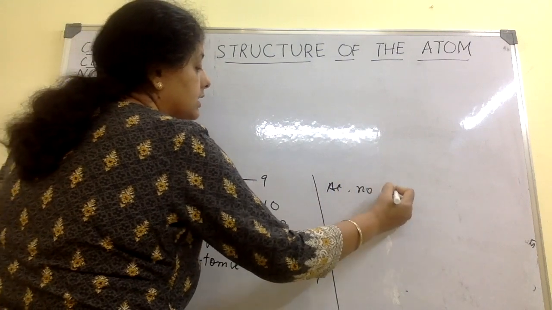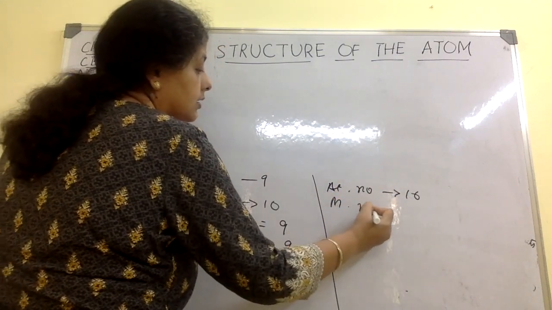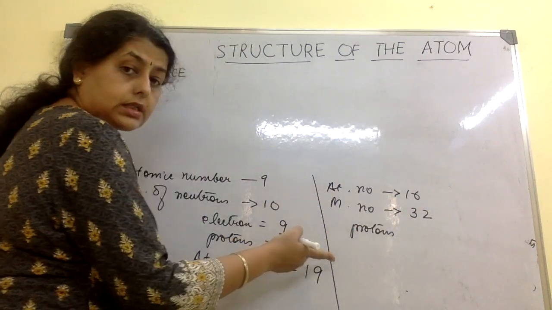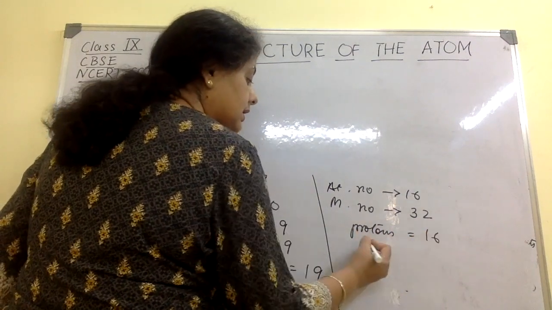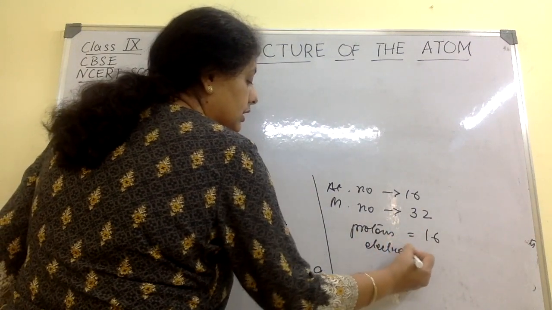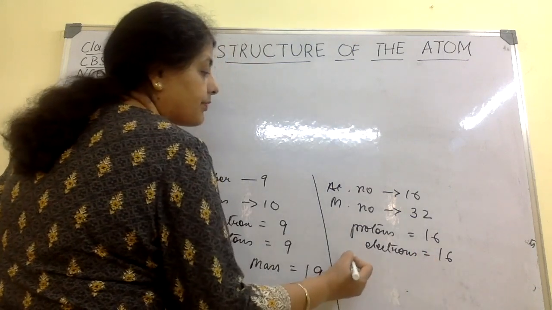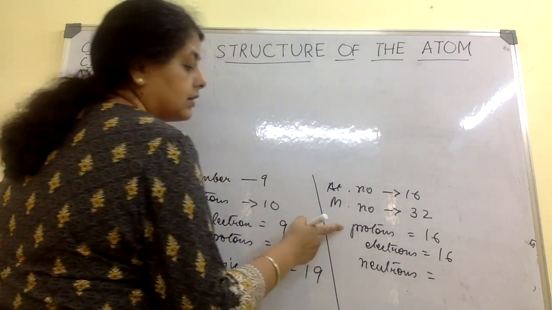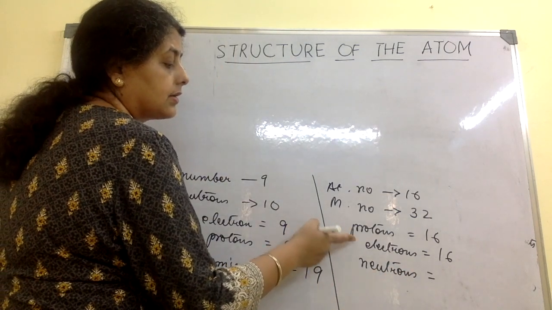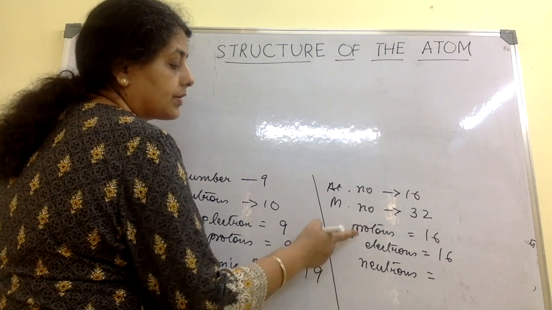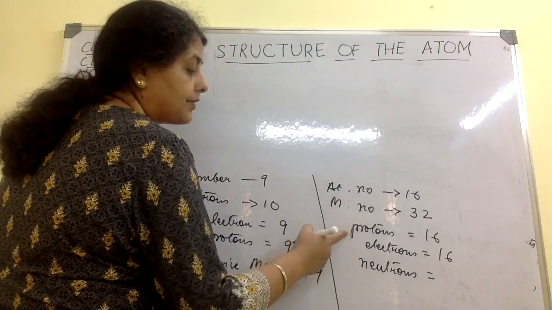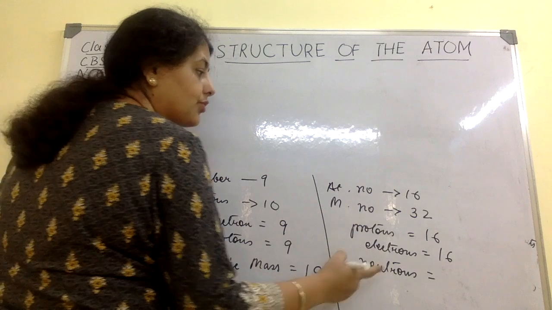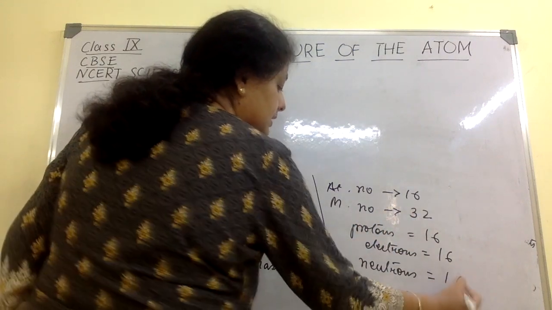Atomic number is 16, mass number is 32. Protons, how much? They give you only this much, they ask for the protons. Protons is 16. Electrons, how much? Electrons is 16. Then neutrons, how much? Neutrons is mass number minus protons. If you subtract the number of protons from the mass number, 32 minus 16, that is 16.